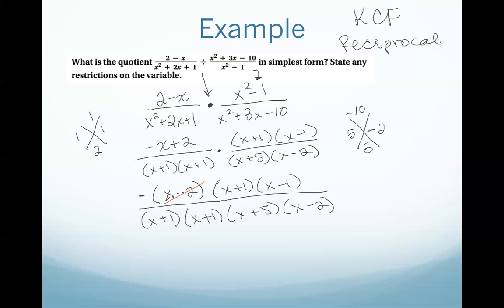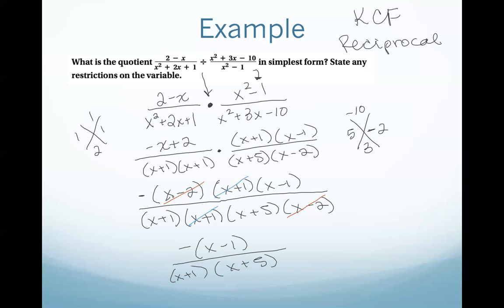I have an x minus 2 in both numerator and denominator. I have an x plus 1 in both numerator and denominator. I have an x minus 1 and an x plus 1. Those are not the same thing. So that's as far as I can go. I don't have an x plus 5 in the numerator, and I don't have a negative 1 in the denominator. So I'm going to simplify this. Negative x minus 1 divided by x plus 1 times x plus 5.